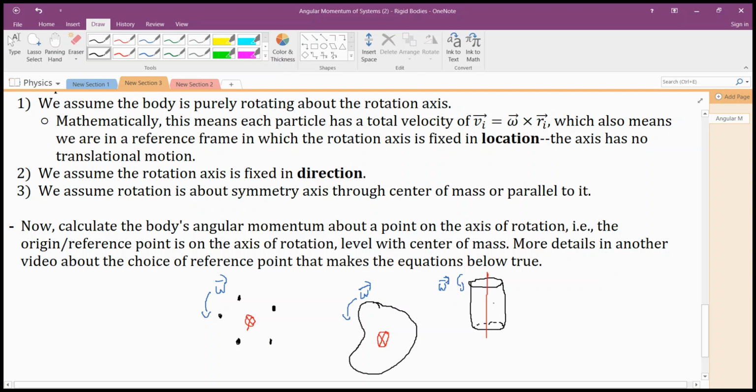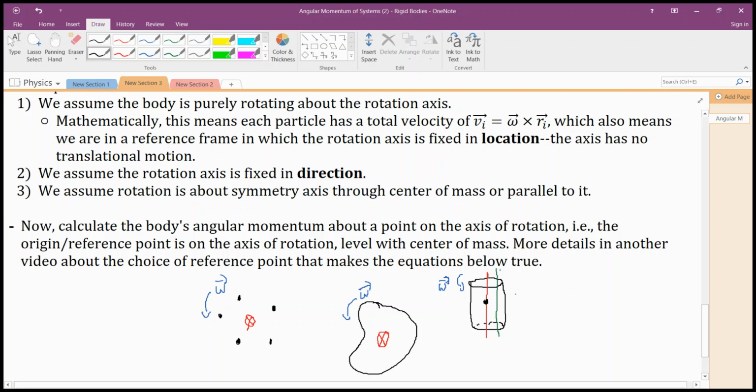Then the reference point about which we need to calculate the angular momentum needs to be on the rotation axis and on a level with the center of mass, which, since this rotation axis goes through the center of mass, means the reference point is at the center of mass.